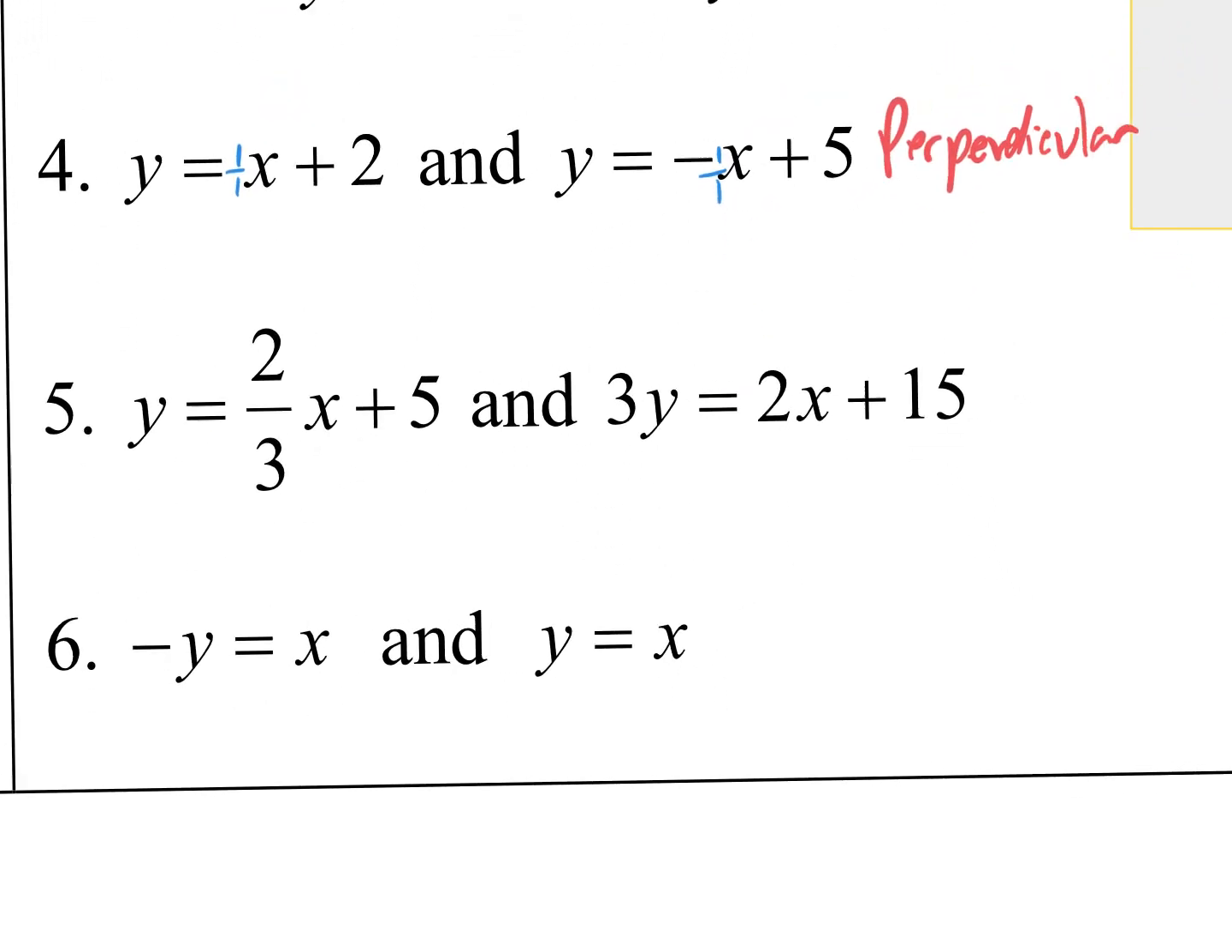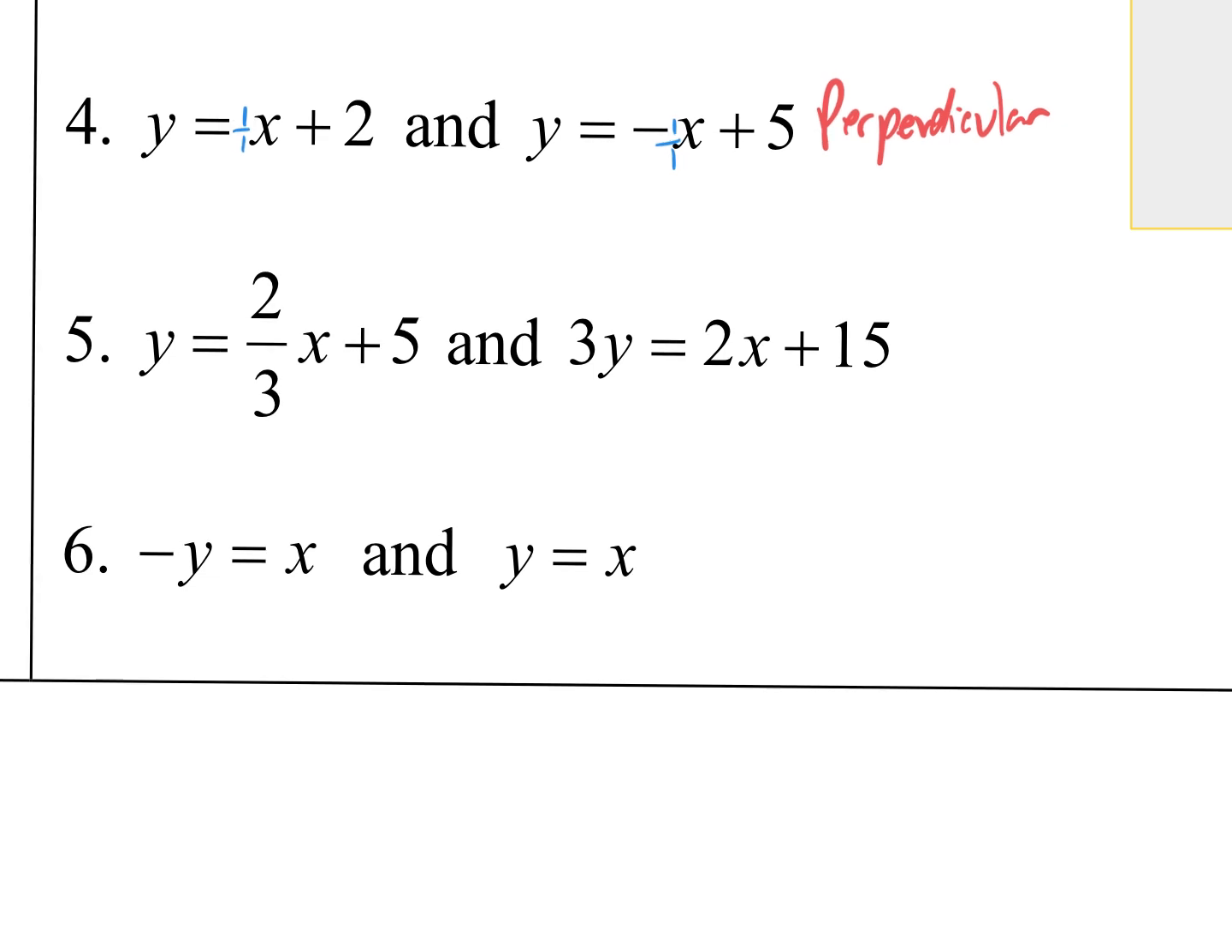Number 5. You know what? Number 5, I don't like it. Let's do something different right now. Go ahead and change this 15, change it to a 21. Okay, and I'll tell you why in a little bit. But change to a 21, and now let's look at the slopes. Well, this one's in y equals mx plus b. The slope is 2/3. That's the m value.